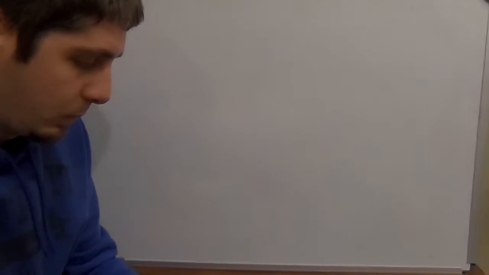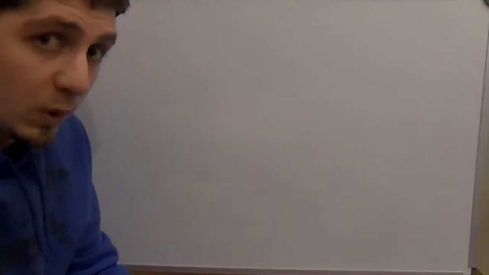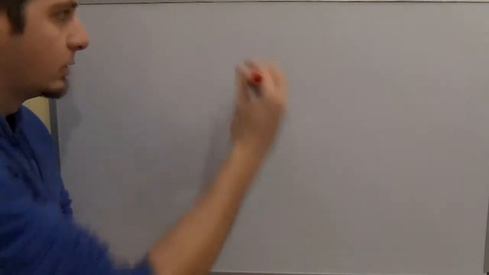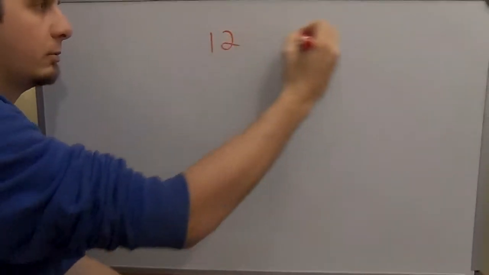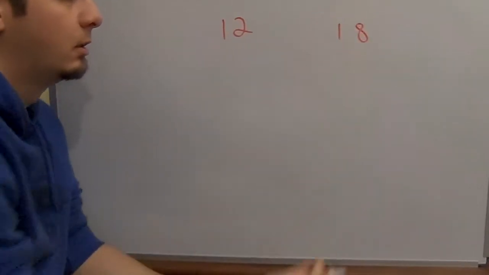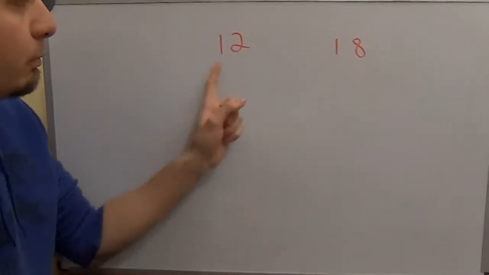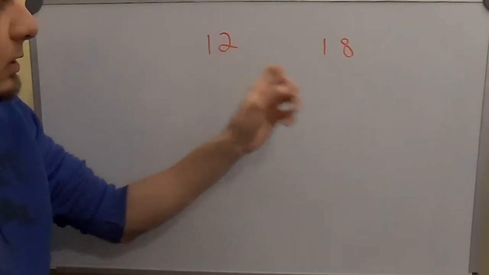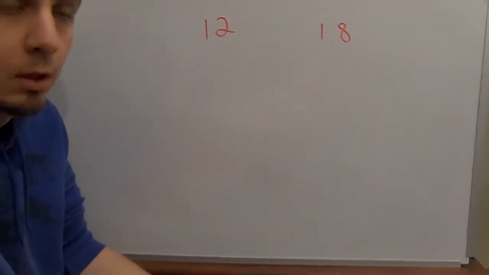So the first thing we want to talk about is really what is greatest common factor. Greatest common factor is the biggest number that will divide into two or more numbers. So for example, with the numbers 12 and 18, the biggest number that will go into both 12 and 18 is 6. 6 will go into 12 twice, and will go into 18 3 times.